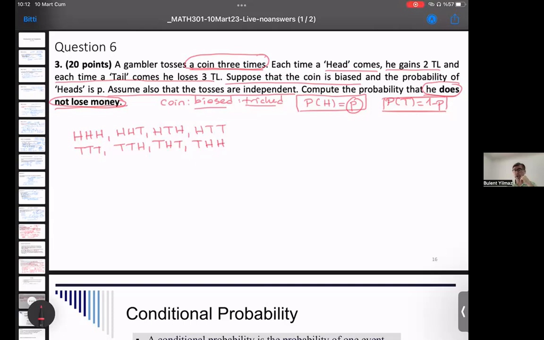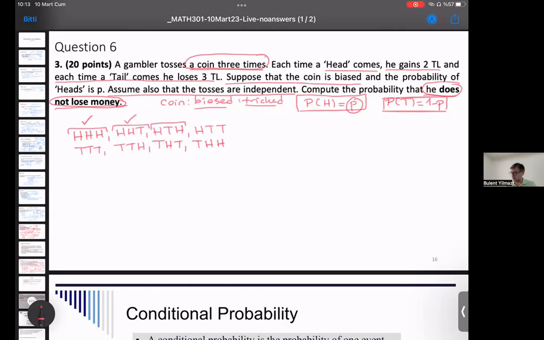Exactly. He can win 2 times and lose once. Or he can win 3 times, right? So in this case, can he win in the heads situation? Can he win? Yes, hocam. So let us tick. In this case, head, tail, can he win? Yes. In this case, head, tail, head. Can he win?